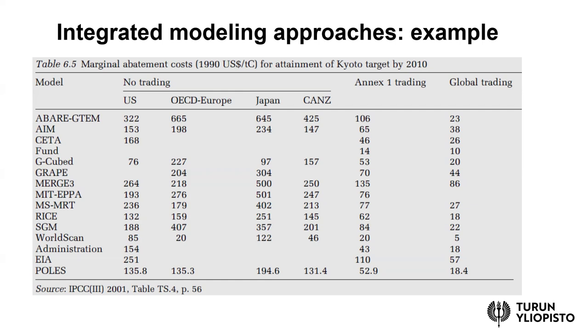Another conclusion we can see is that, especially in the no trading scenario, there is huge variation depending on which model we look at. For example, if you look at the second column for Europe, the abatement costs at lowest, there is this WorldScan model suggesting 20 US dollars per ton of CO2, ranging up to $665 per ton. So huge variation depending on the models. Of course the models differ in terms of modeling strategy, what kind of details are taken into account, and certainly also the underlying model parameters can differ a lot. So we see quite huge differences, especially in the no trading scenario, across regions.